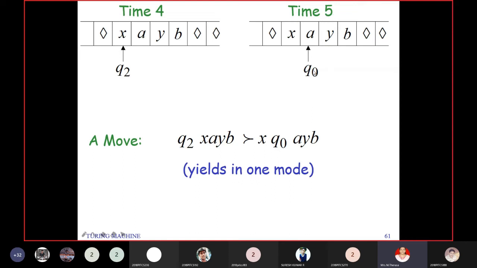Okay. Suppose at time T5, the head is moved to the next input, the right input symbol, and the state is changed to Q0. How can you represent that? That is, leftmost string is X, the current state is Q0, the remaining string is A, Y, B, where A is the symbol pointed by the read write head.